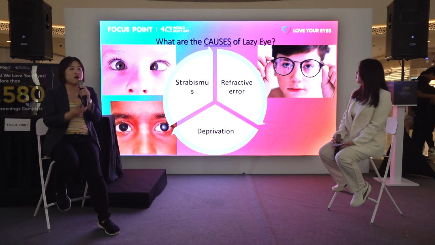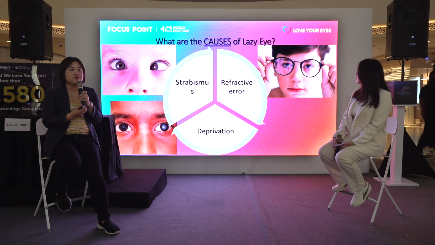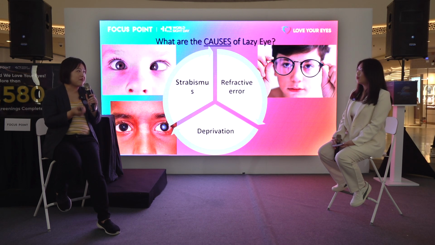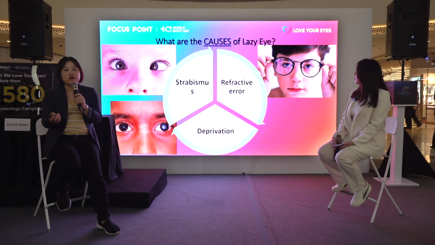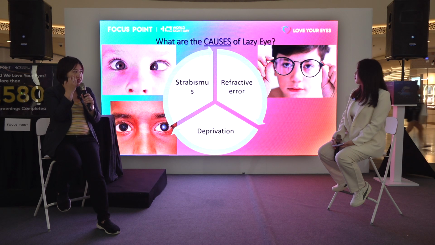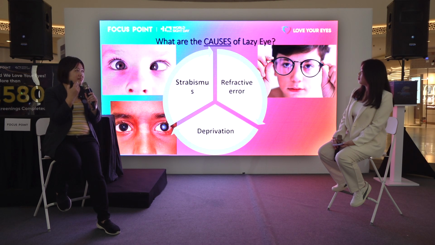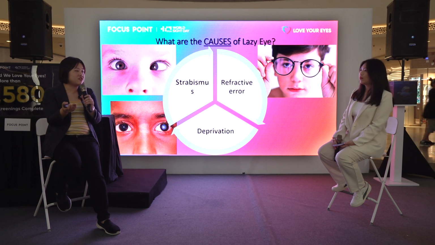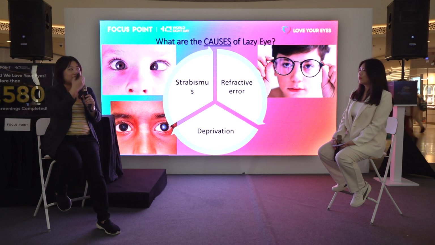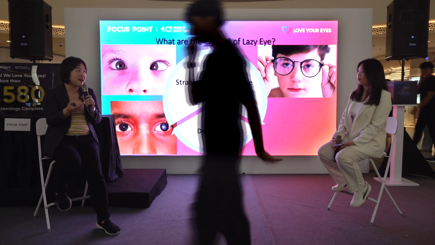So what are the causes of lazy eye? One of the causes of lazy eye is refractive error. An example will be maybe one eye is -3, the other eye can be -10. Then the higher powered eye cannot achieve optimal acuity or the best vision with -10. So then the higher powered eye is lazy eye.